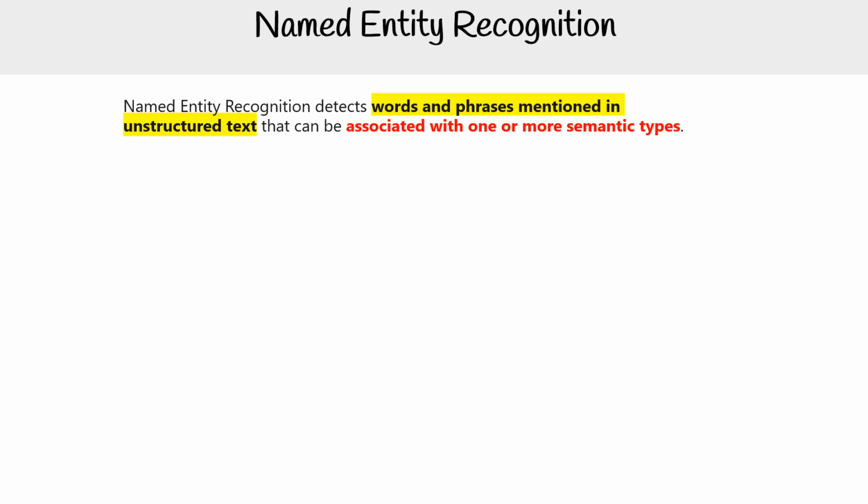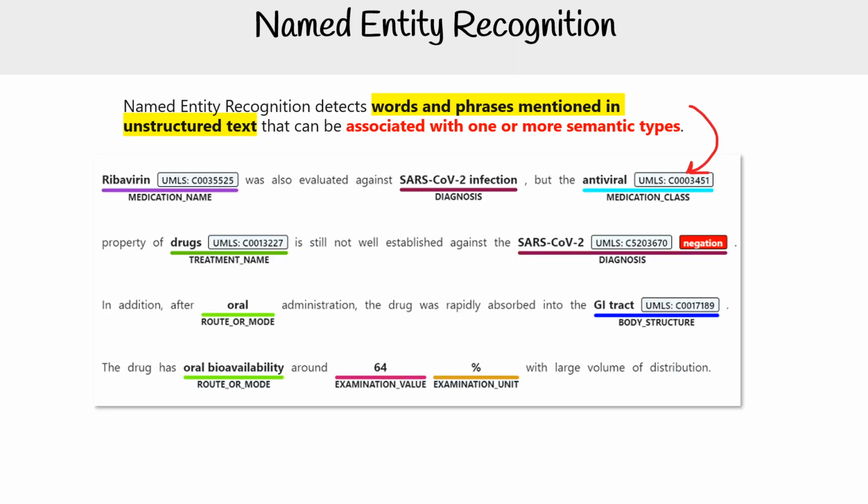Then you have named entity recognition. So this detects words and phrases mentioned in unstructured data that can be associated with one or more semantic types. And so here's an example. I think this is medicine based. And so the idea is that it's identifying these words or phrases, and then it's applying a semantic type. So it's saying like this is a diagnosis, this is a medication class, and stuff like that.